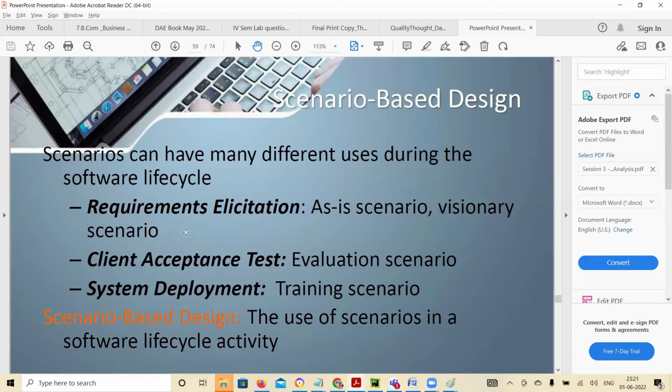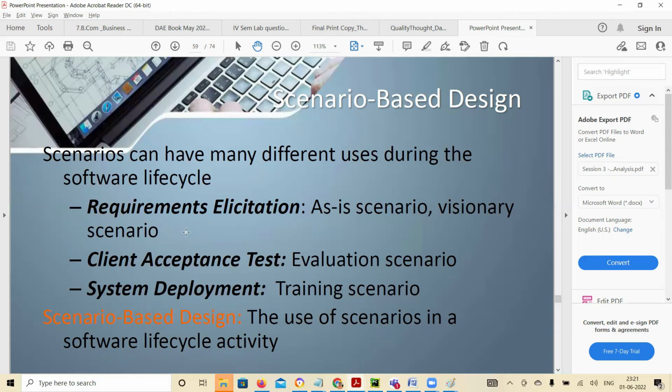Okay. So next topic is scenario-based design. So we will learn to create design. And this particular topic that we're going to learn is called scenario-based design. And generally these are used at 3 stages. One is the requirement illustration stage where we are interested to learn. Then second is at your client acceptance test.